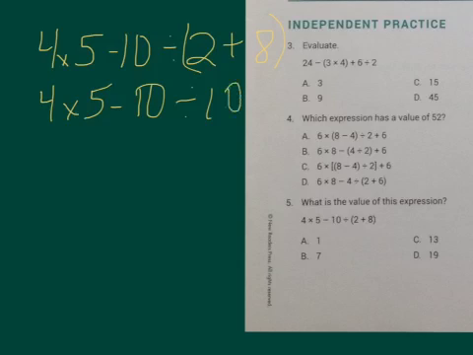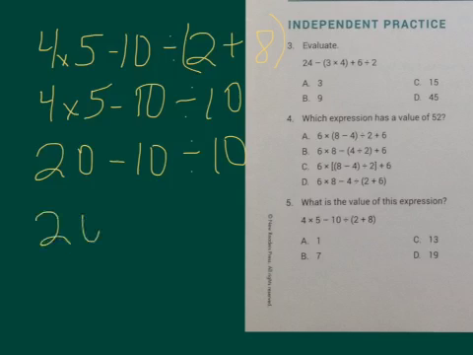So we're going to say 4 times 5 is going to give us 20. And so we're going to write 20 minus 10 divided by 10. So then we're going to go, 10 will divide into 10 one time. So we're going to say 20 minus 1. And we know that is going to equal 19. So our answer is going to be D.